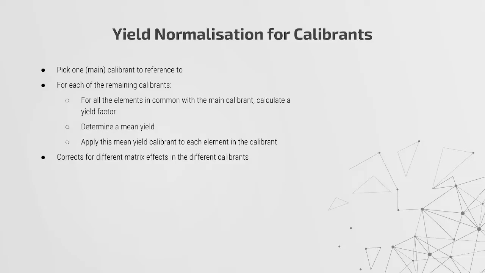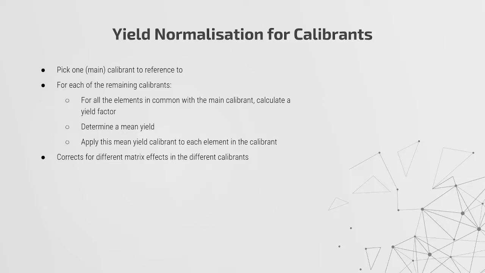For the remaining calibrants, for the elements that are in common with our main calibrant, we calculate a yield factor using that y equals equation that we had before. We do that for each of the elements that are in common, and then using that we can work out a median yield. I've said mean here, but it should actually be the median yield so that we have less effect from massive outliers.